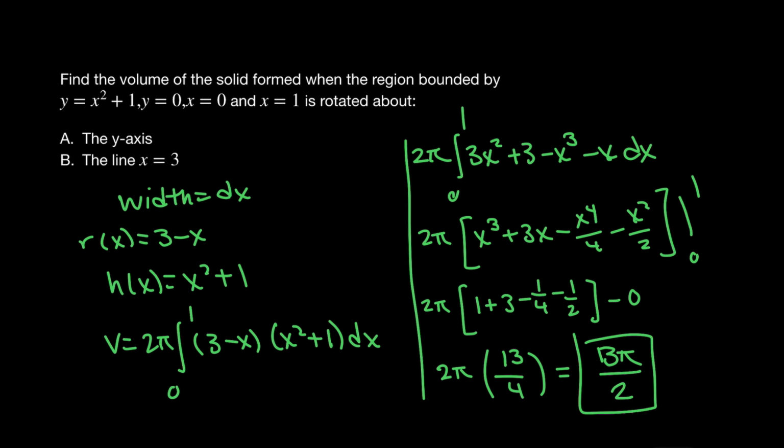Now you can use the shell method by making horizontal slices. If your axis of rotation is horizontal, let's say you're rotating over the x-axis, you have a horizontal axis of rotation, you can use horizontal slices, which means you would be working in terms of y. So you can do the shell method sideways, working in terms of y. It's still the same formula. You're still taking your radius times your height times 2 pi, and that's the thing you're integrating.